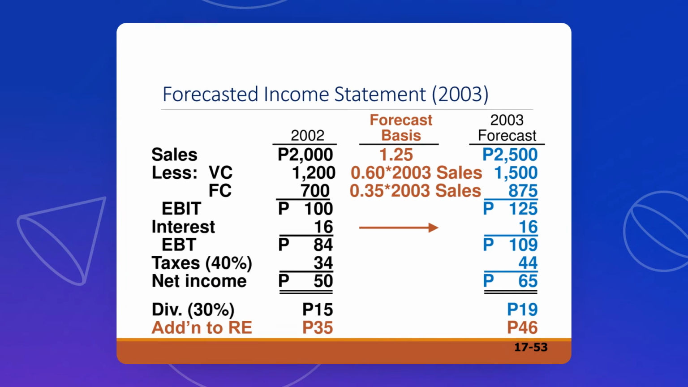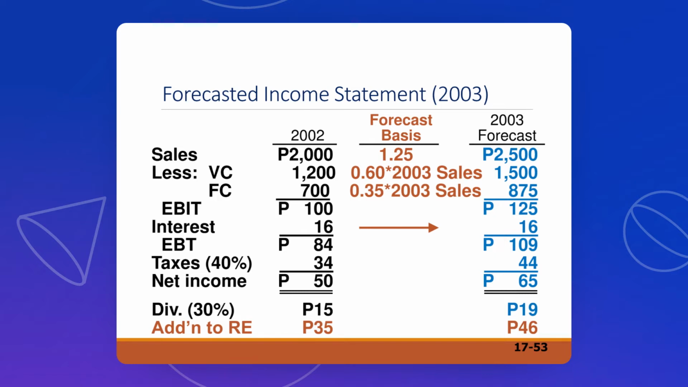Okay. First step is to forecast your income statement. Ano nga yung unang class? Forecast your sales, which is at 25%. Given yan ha. Sinabi kanina that the sales will increase by 0.25 or 25%. So you have 2,000 sales in 2002. Just multiply it by 1.25, because 100% plus 25%, you have here 2,500.